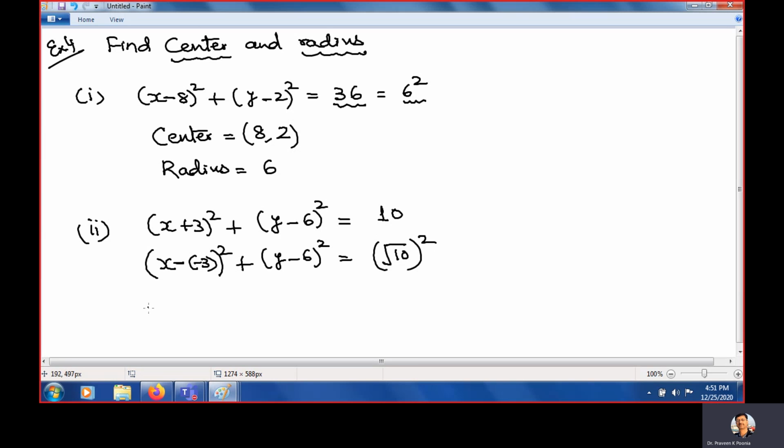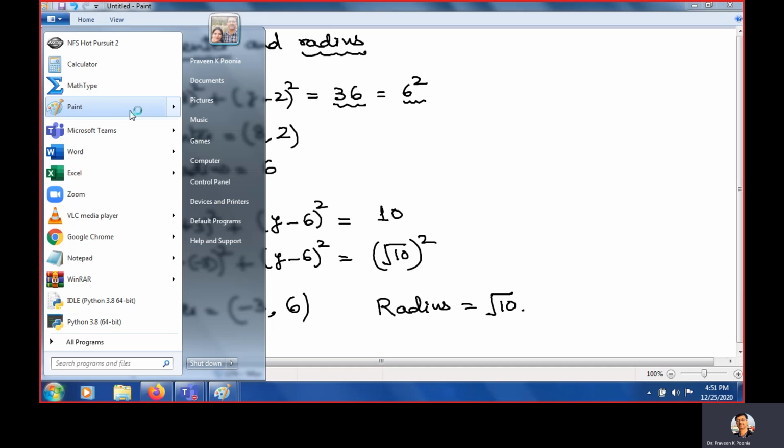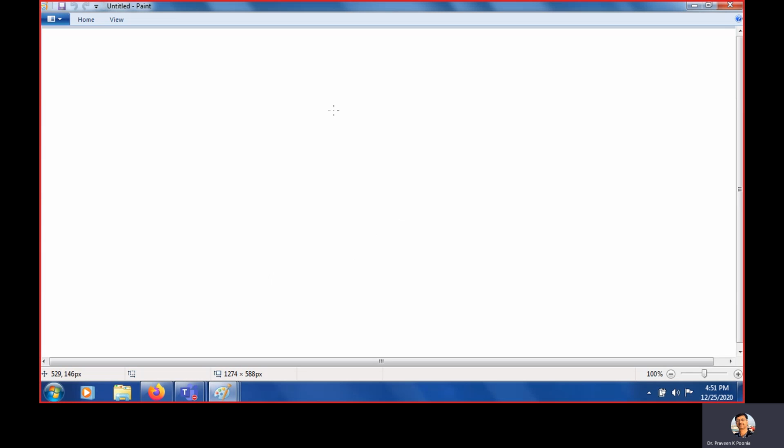So what will be the center? Because here is plus, it is minus 3, here is minus, so 6. And what will be the radius? Radius will be a square root value, square root 10. This is how to find the answer. Now we'll take some more questions that are given in your book.